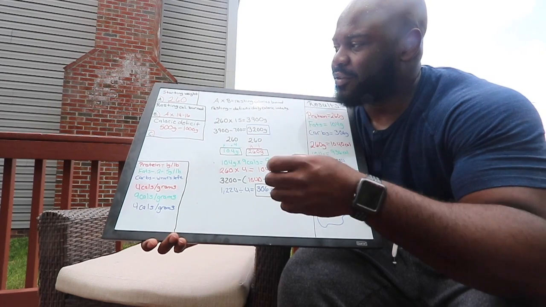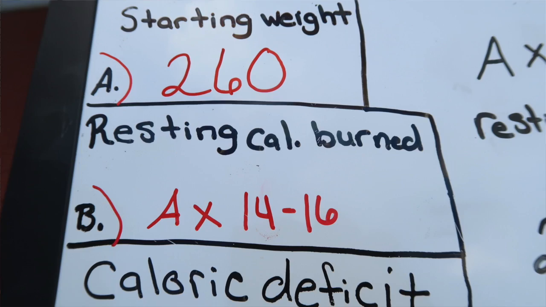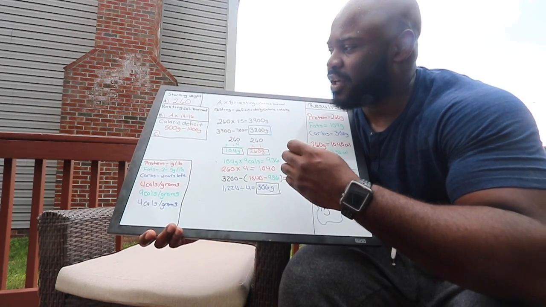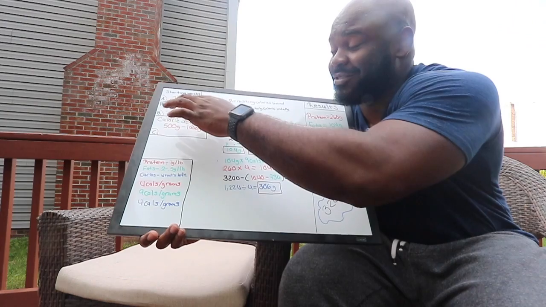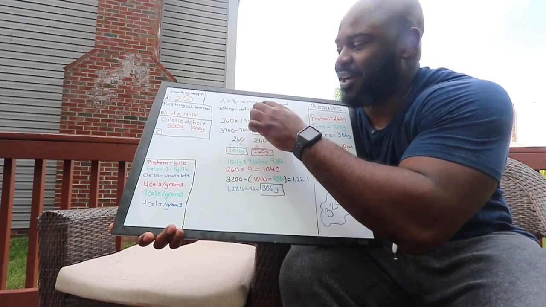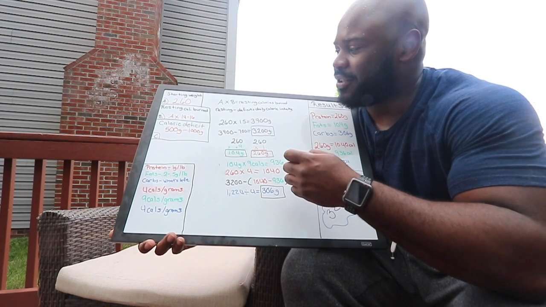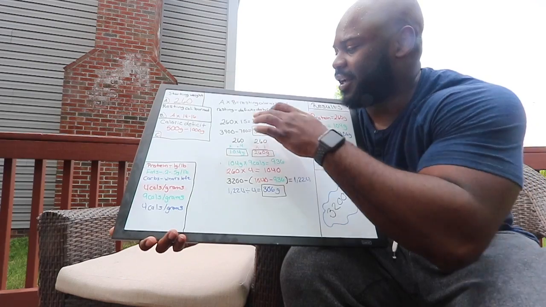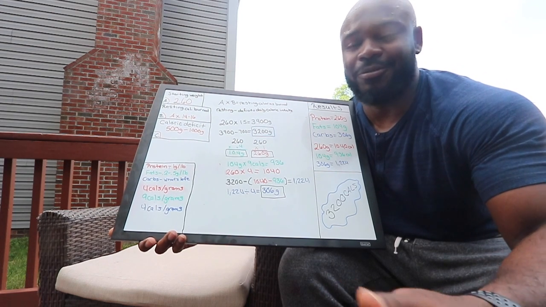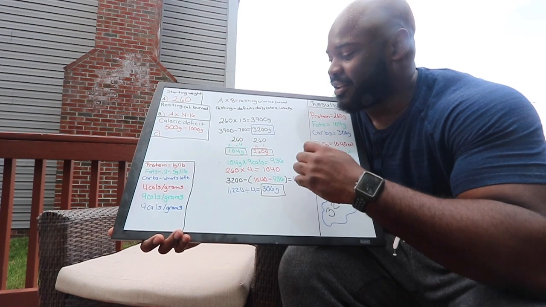I'm a pretty hefty guy, so I'm going to do mine. My starting weight is 260, and I'm using my weight to calculate my resting calories burned. I take my starting weight, which is A, multiplied by B, which you can try 14 or 16, that's the range you can use. This time I used 15, and that equals my resting calories burned. That's your calories as you're just sitting around, not doing anything, maybe at your desk or walking around work. For me, 260 times 15 is 3,900.